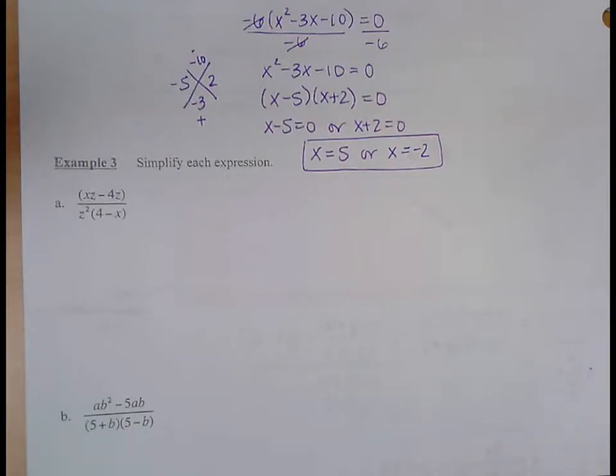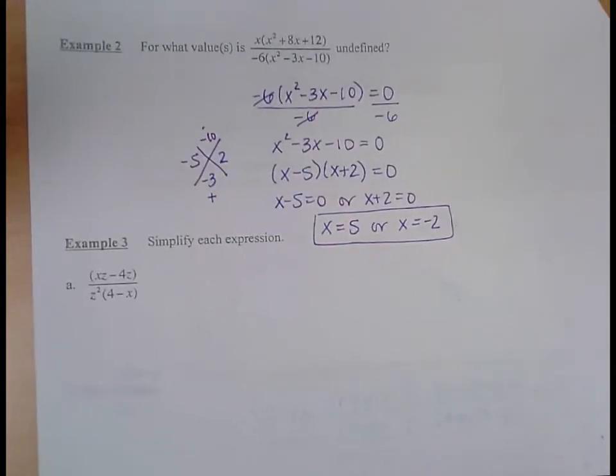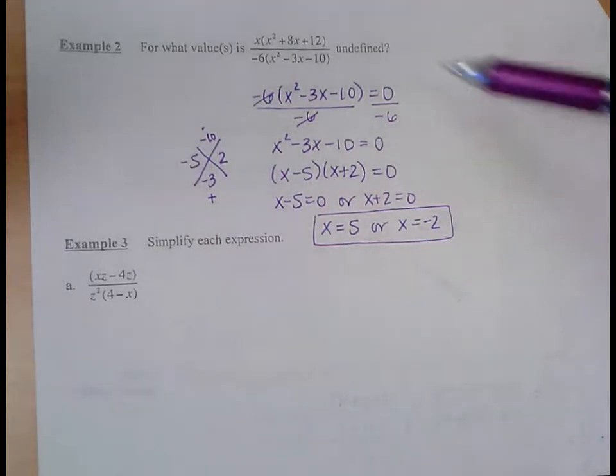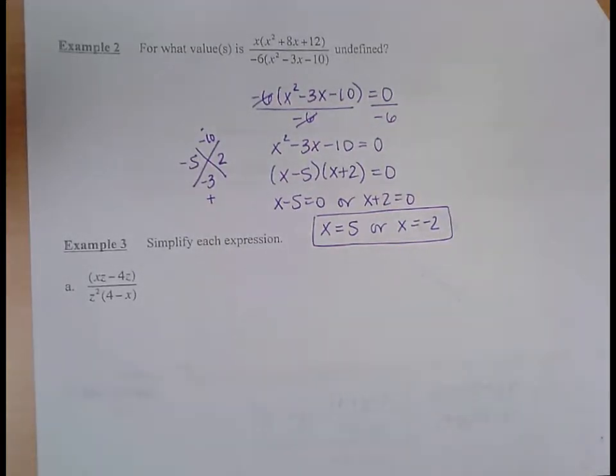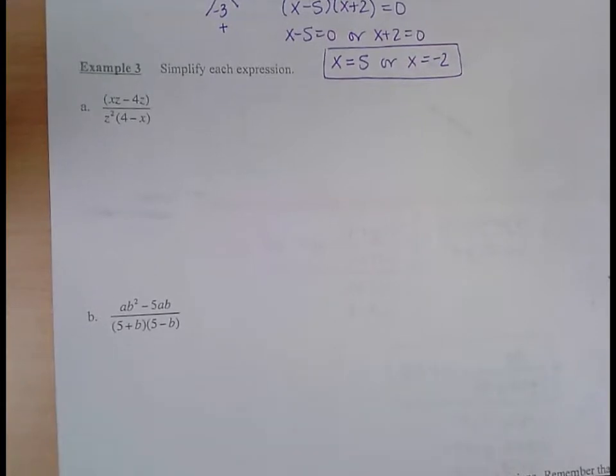Okay, so that process we did in the previous example, just make sure you look at the directions closely. If it doesn't say to simplify, do not simplify first, because that could then alter what your denominator is, and then it would alter your answer. So if it just says, where is it undefined, set the denominator to 0 and solve for your variable. Okay? For example 3, so these are just simplifying.